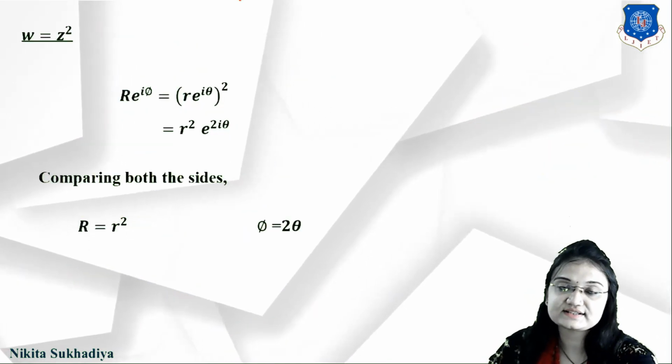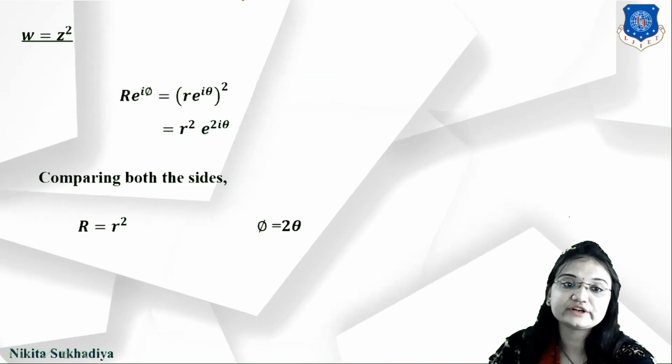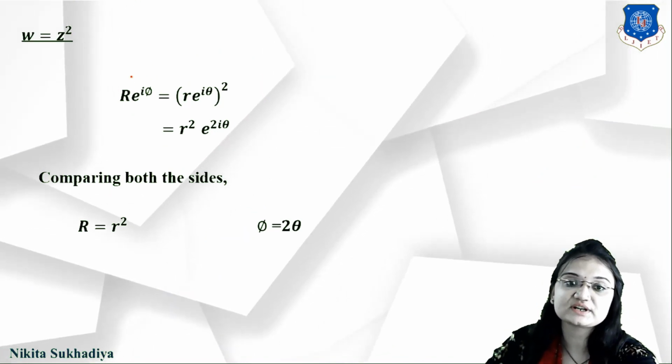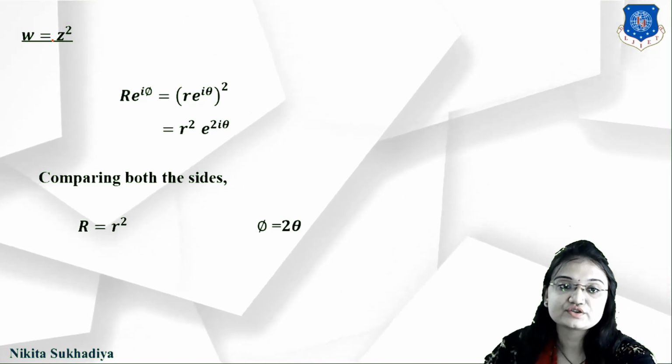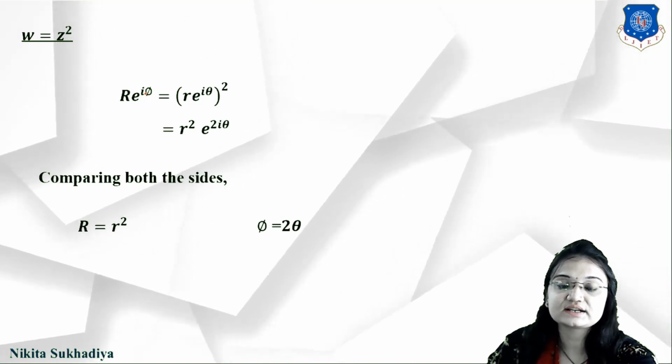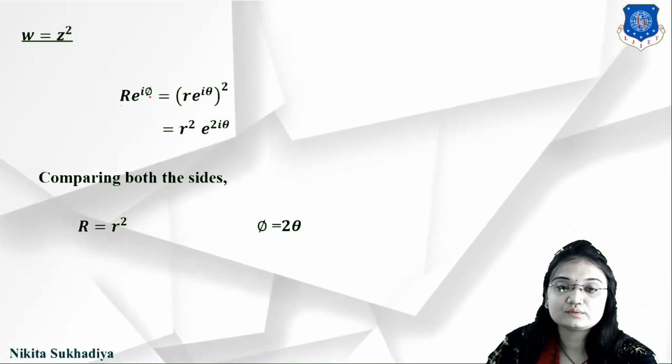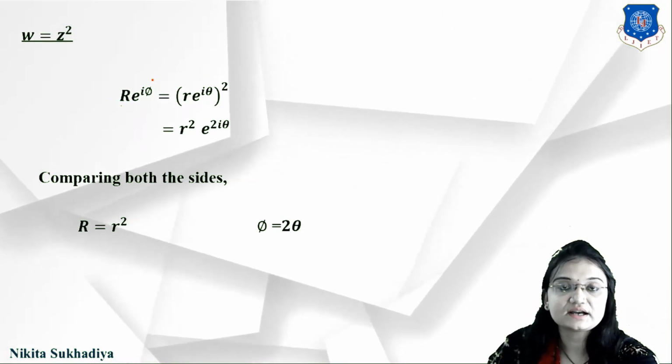Okay, so now let us understand the second topic, that is W is equal to Z square. Our transformation is as it is, but in R and theta form. So we can write it like this: W is equal to R e raised to i phi. This is the radius, and this is the angle in the W plane, which is represented by capital R and phi.